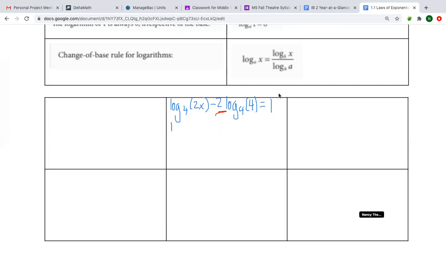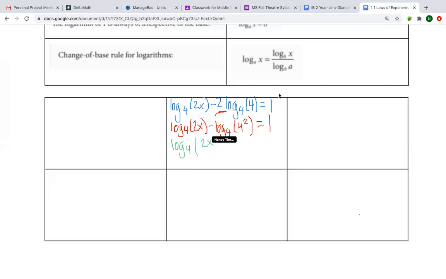So when I use my power rule, I have log base 4 of 2x minus log base 4 of 4 squared. So that 2 in front just becomes my exponent. The next thing I notice is that since I have two terms that are log base 4, I can use my quotient difference rule. So here, this will become log base 4. And since it's subtraction, that means it becomes division.